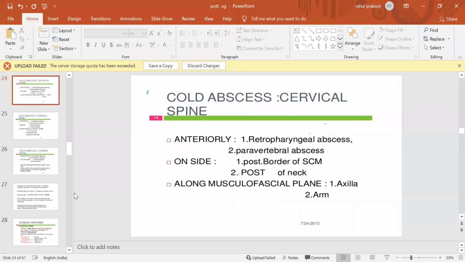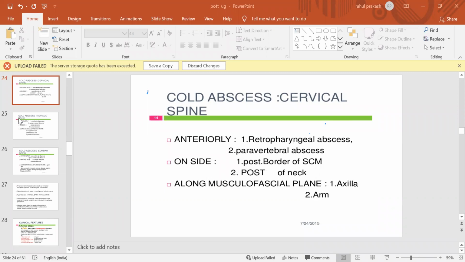Okay. So in the cervical area, if the abscess goes anterior, it can give rise to retropharyngeal abscess because the pharynx is anterior. Then paravertebral abscess. On the side, it can come to the sternocleidomastoid. Okay. Posteriorly, it can go into the neck. And laterally, it can go into the axilla and arm.